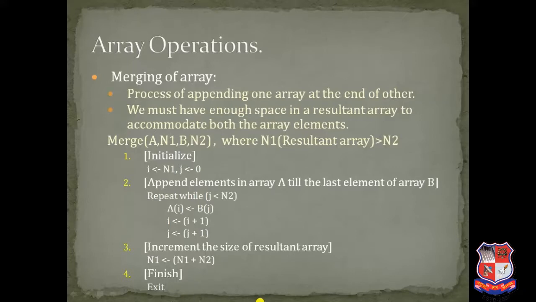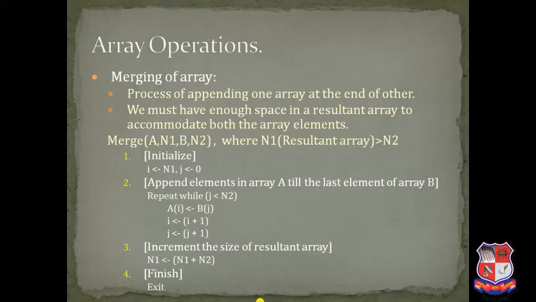Next operation is merging of arrays. Now merging is a process of combining two arrays into one. If we would like to perform this operation, then we make sure that we have enough memory space in the resultant array so that it can accommodate all the elements of both the arrays. Merging is a process of appending one array at the end of the other. We must have enough space in the resultant array to accommodate both the array elements.